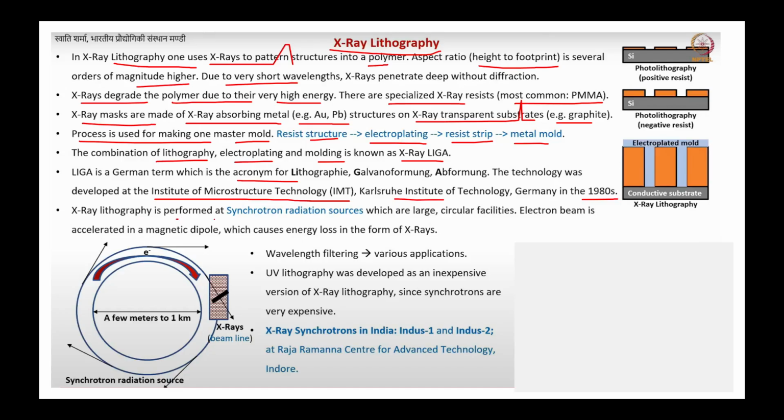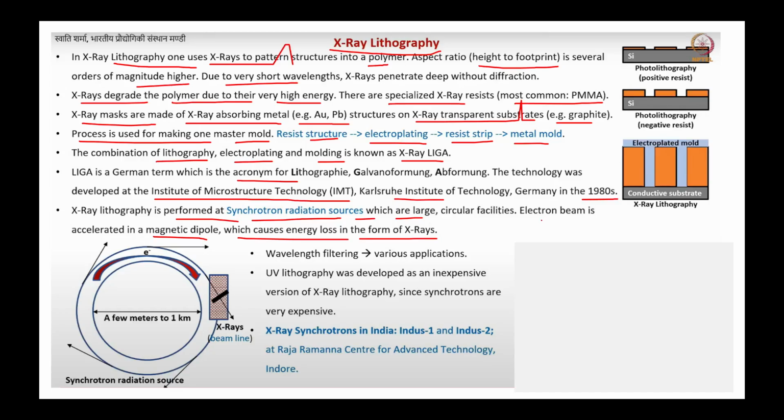X-ray lithography is performed at synchrotron radiation sources, which are large, highly maintained equipment. It is not available everywhere in India. I think there is one or two, which is in Indore at Raja Ramanna Centre for Advanced Technology. But yeah, there you can do it. The electron beam is accelerated in a magnetic dipole, which causes energy loss in the form of X-rays.